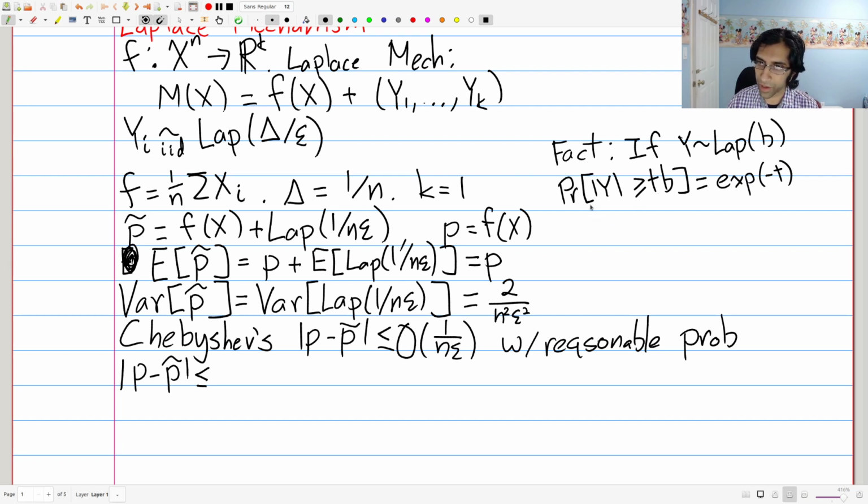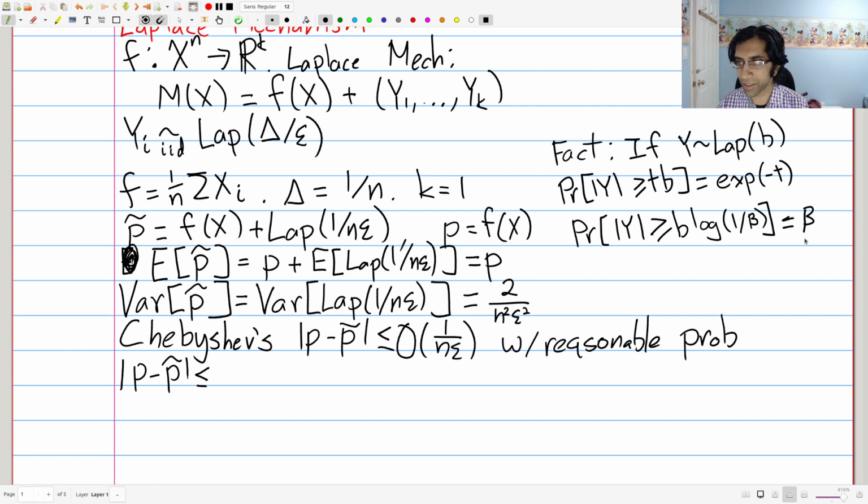A corollary of this fact is that the probability that y is greater than or equal to b times log of 1 over beta is equal to beta. So essentially, the probability that it's large is pretty small. So let's substitute that in here, because this difference is distributed exactly as Laplace 1 over n epsilon. So this is going to be less than or equal to, with parameter b, log 1 over beta over n times epsilon, with probability 1 minus beta. So this is a much stronger bound than what we had here.